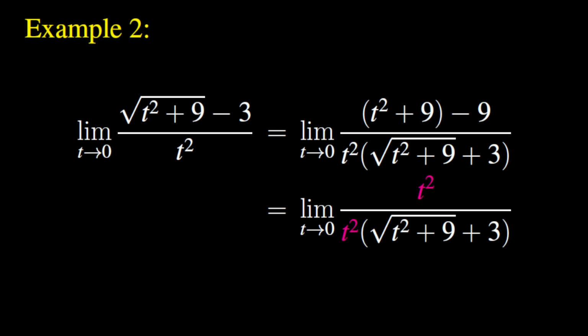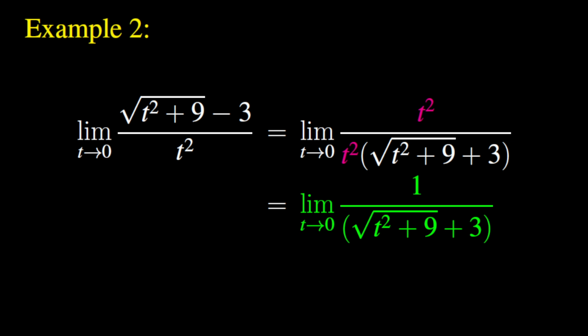Now, we see that on both the numerator and denominator we have a common factor, t squared. We should simplify t squared from both expressions. We end up with a new simplified expression, which is 1 divided by the square root of t squared plus 9, plus 3.